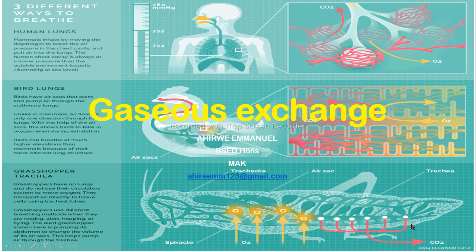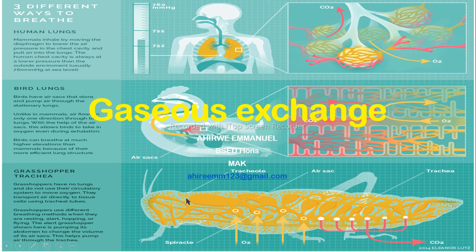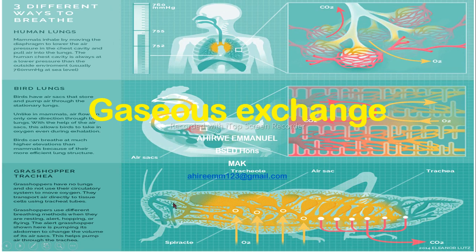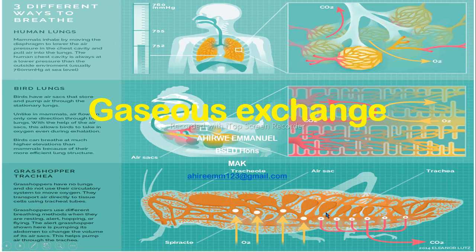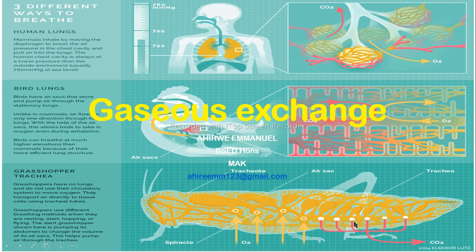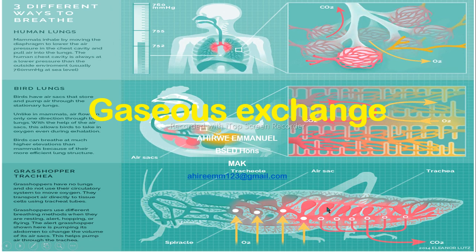And then after carbon dioxide comes back from the tissues, all of it collects into these abdominal spiracles, and then it is taken outside the body. So there are no blood vessels involved.